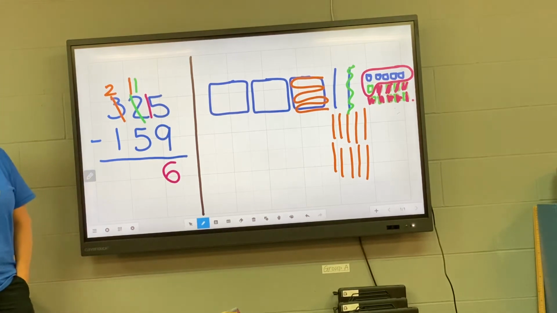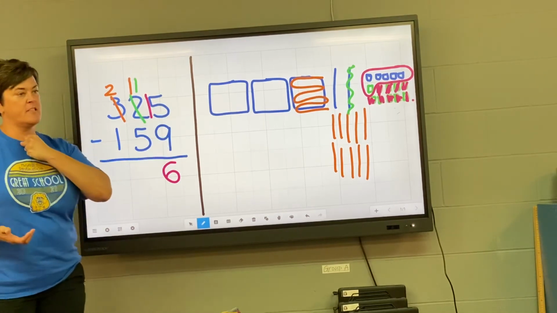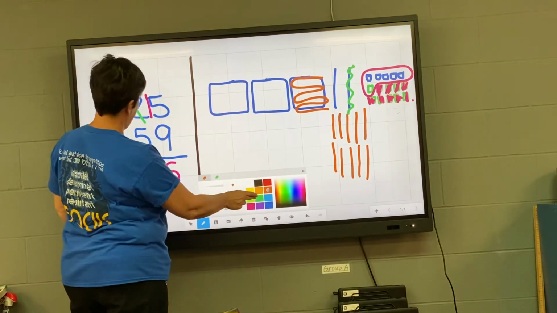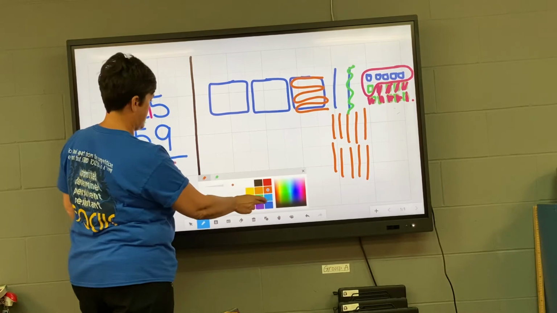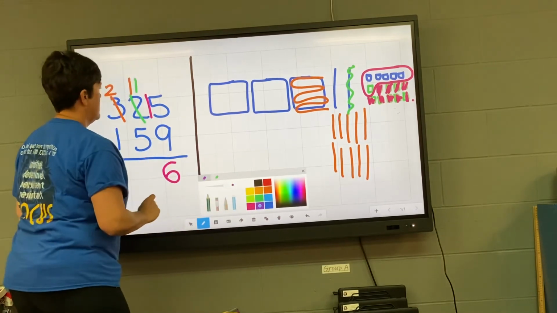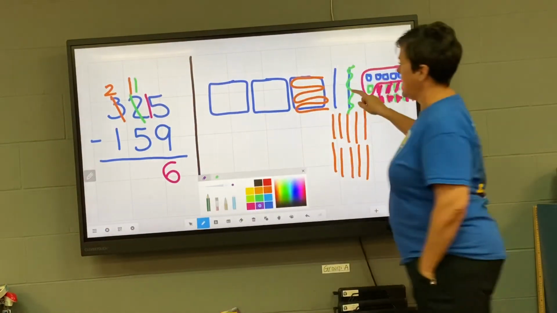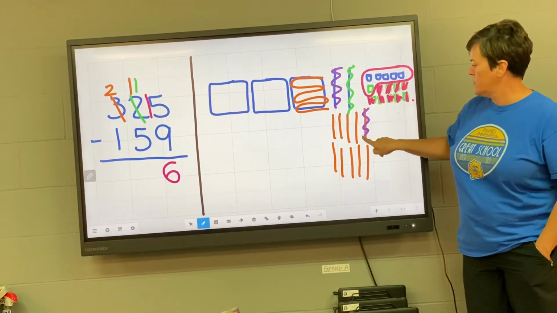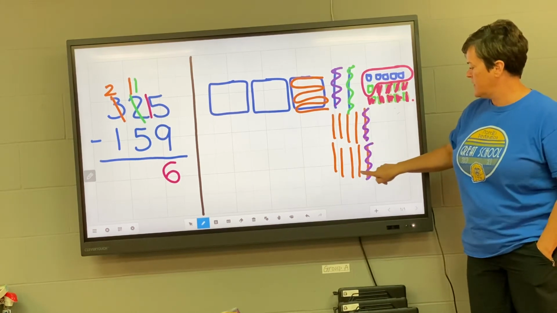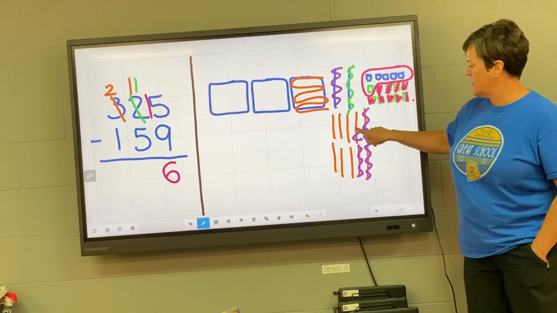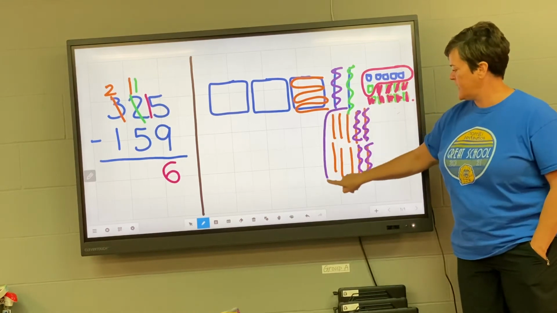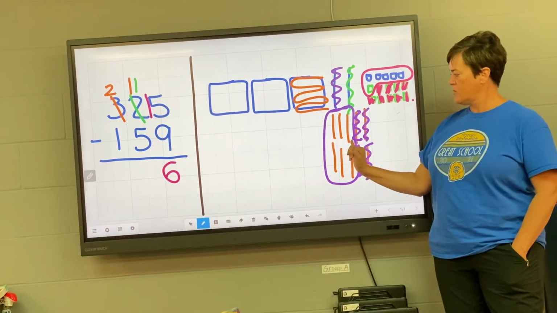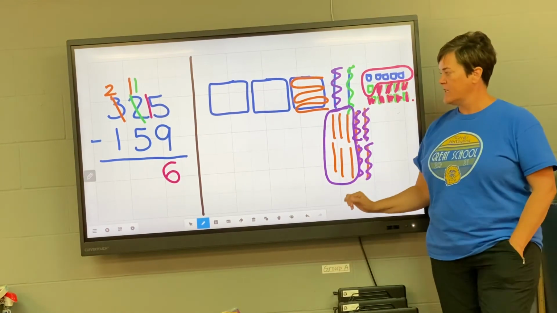Now can I subtract those 5 10s from that 11 10s that I have up here? Yes. Let's go purple. So if I take away 1, 2, 3, 4, 5. How many 10s are we left with here? 1, 2, 3, 4, 5, 6.